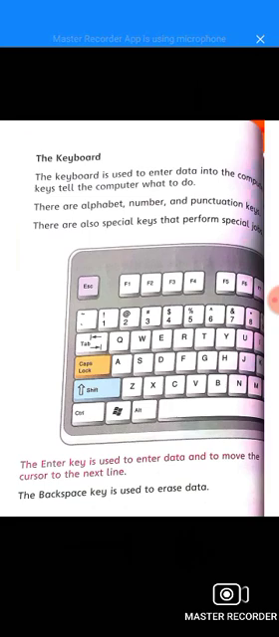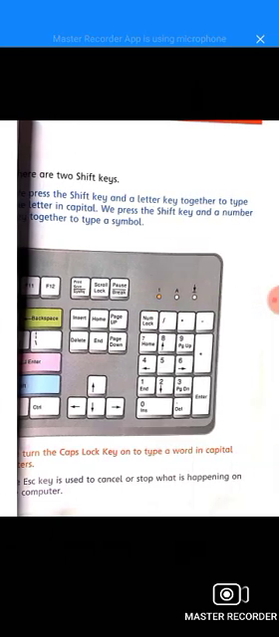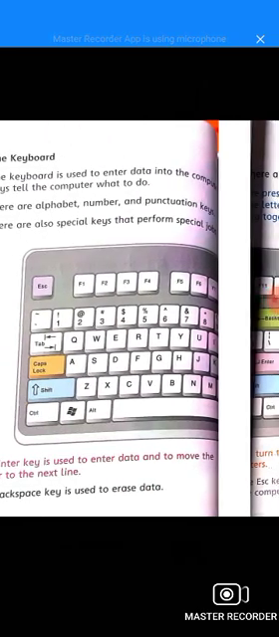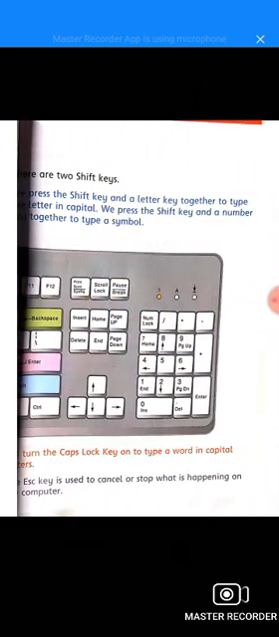The enter key is used to enter the data and to move the cursor to the next line. The backspace is to erase the data. There are two types of shift keys. When you press the shift key along with the letter key, you type the capital letter. When you press the shift key along with the number, you type the symbols that are found on the top of the number keys.